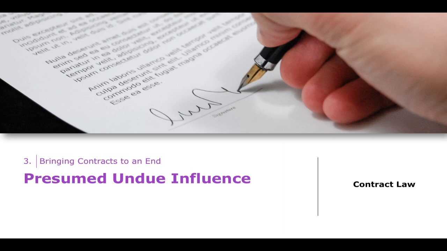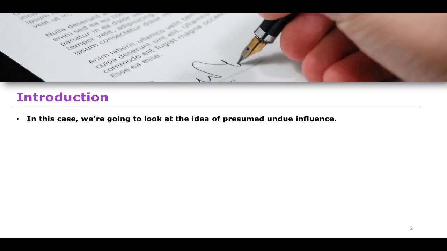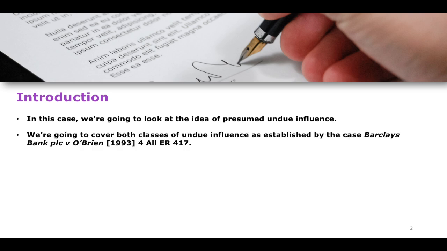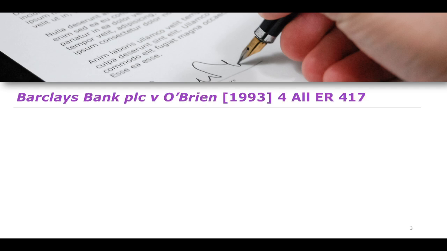This lesson is going to be a little bit more detailed because we're going to focus on this idea of presumed undue influence. The case of presumed undue influence is really established mainly in the case of Barclays Bank PLC versus O'Brien from 1993. And it's noted here that there are actually two classes of presumed undue influence. We divide presumed undue influence into two classes, and these two classes are both discussed in the case of Barclays Bank. And so really, let's just begin by looking at that case.